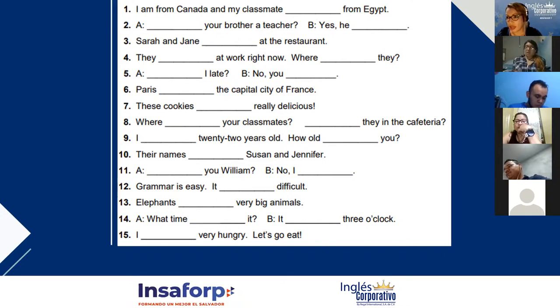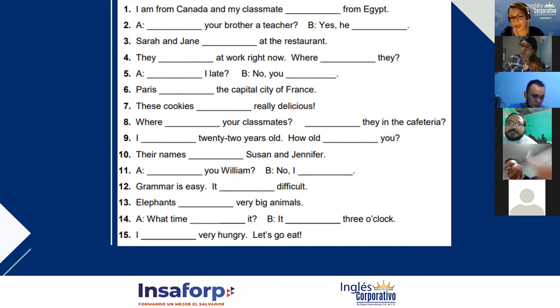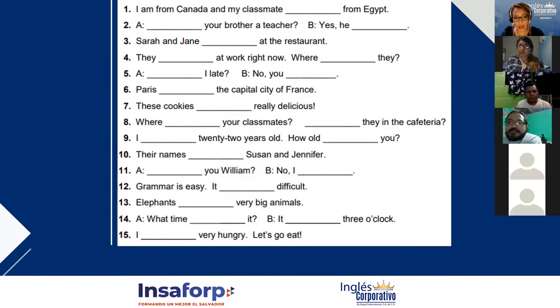I am 22 years old. How old are you? Okay, good. How old are you? Number 10. Their names are Susan and Jennifer. All right, their names are Susan and Jennifer. Very good. Number 11. Are you William?